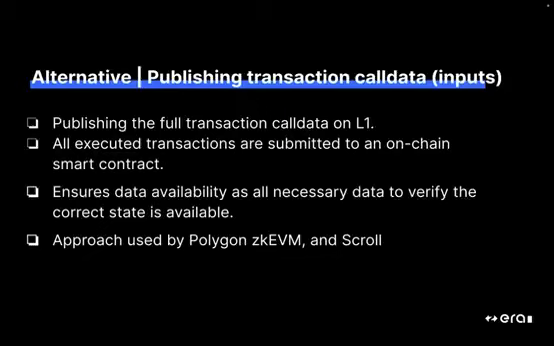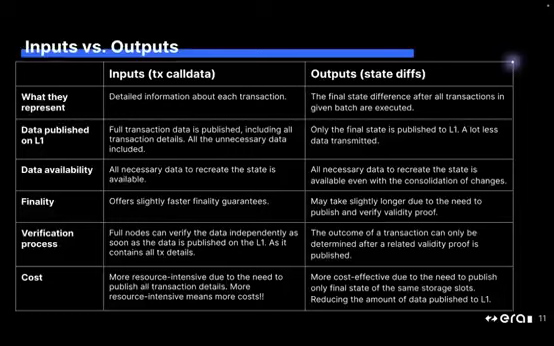That's kind of a very high-level summary of publishing transaction call data. But let's kind of look a little bit more into some of the unique characteristic differences between the inputs versus outputs, or transaction call data versus state diffs. We kind of have 6 categories here. What they represent: data published on an L1, data availability, finality, verification process, and cost.